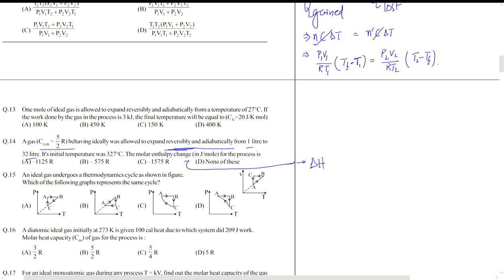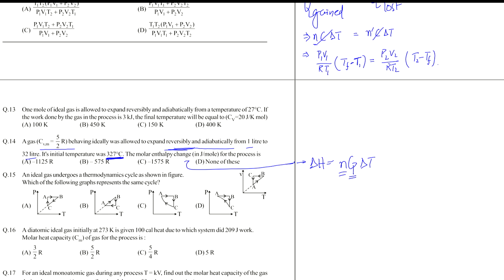delta H can be written as n Cp delta T, where n is the number of moles. Since it's molar change in enthalpy, the number of moles is 1. Cp is known because Cv is given as 5 by 2 R. So we need to find delta T, which is T2 minus T1. T1 is already given as 327 degrees Celsius, so all you need to do is find the final temperature.